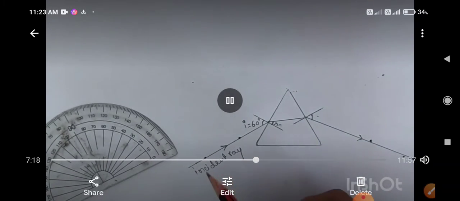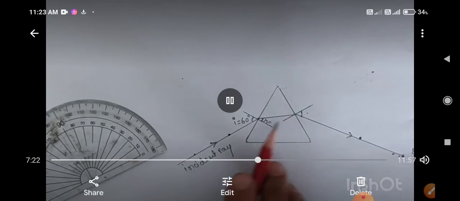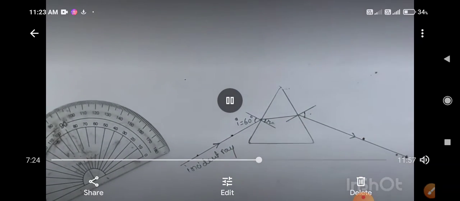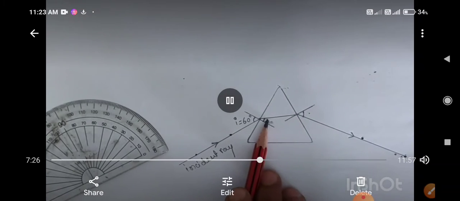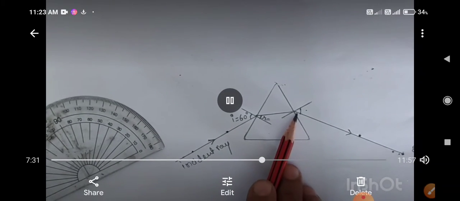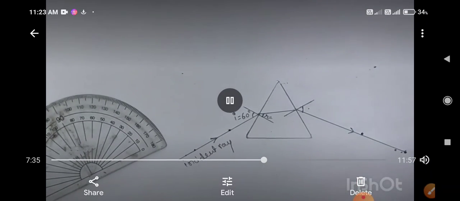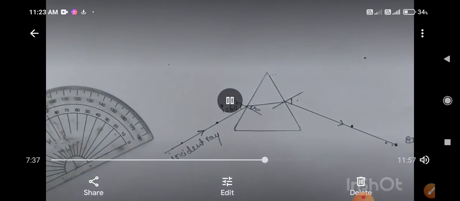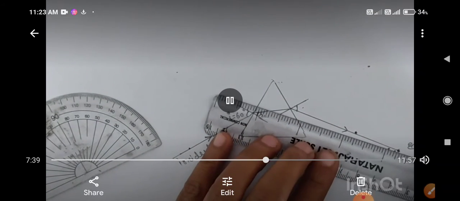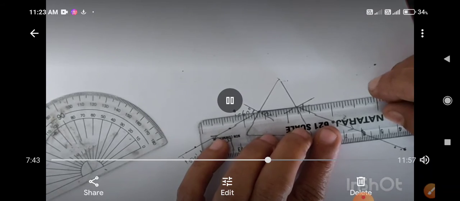Now see, this is the direction of the incident ray. If you see here, even though the pins look along one line, because of refraction which is taking place inside the prism, the ray is bending. The direction of the emergent ray is slightly deviated. Okay, so we'll find out the angle of deviation also.